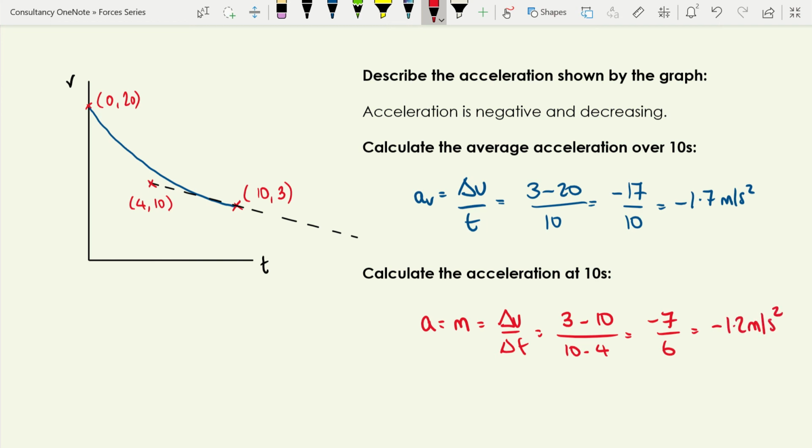And does that make sense? Yeah, the acceleration was a much bigger negative number for most of this period of time, so it makes sense that our final acceleration is smaller in magnitude than our average was.